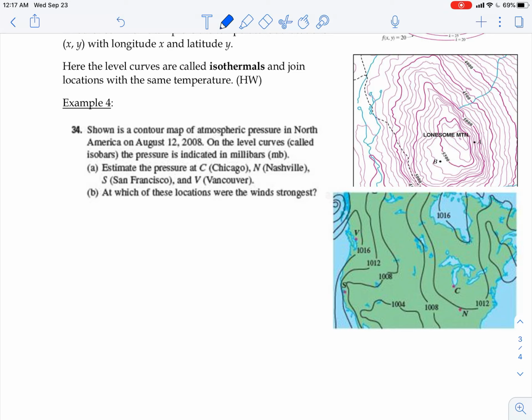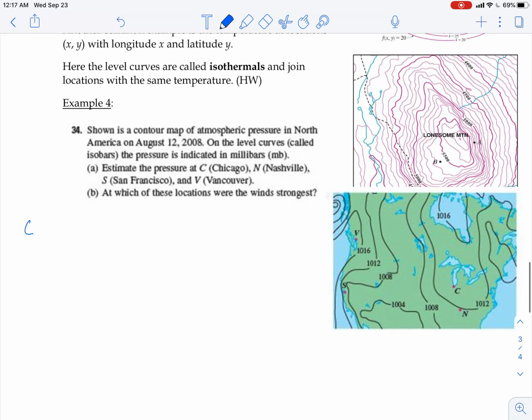Shown is a contour map of atmospheric pressure in North America on August 12, 2008. On the level curves, called isobars, the pressure is indicated in millibars. Estimate the pressure at C, N, S, and V. So let's go ahead and do that. We're estimating the pressure at C.